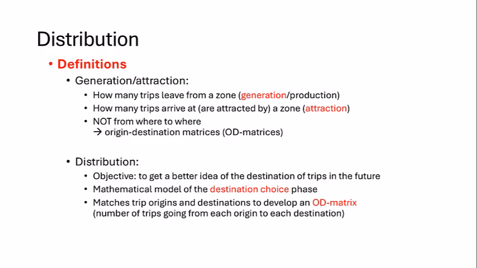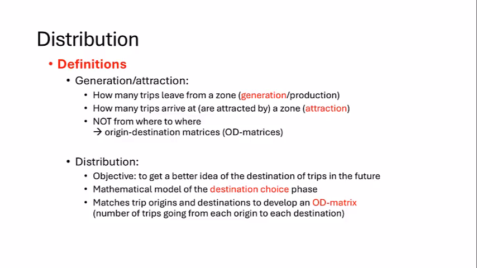Let's clarify some important terms. Trip generation and attraction refer to how many trips are produced in a zone and how many are pulled into a zone, respectively. Notice that at this stage, we are not yet concerned with where the trips are going, only how many leave or arrive.